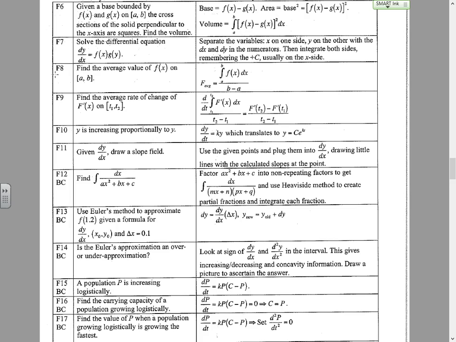Although in AB, on their test, quite a few of them just skip the entire FRQ on the back, which is really sad. There's always some. I'm just saying it's sad.